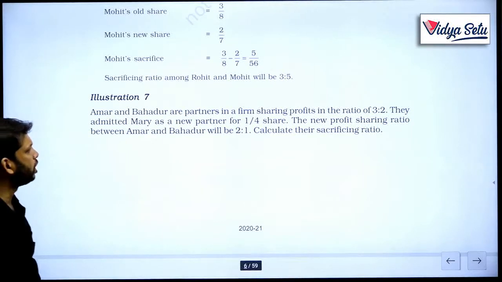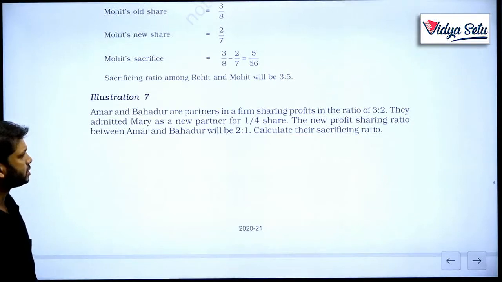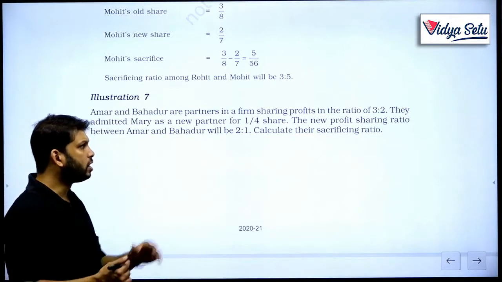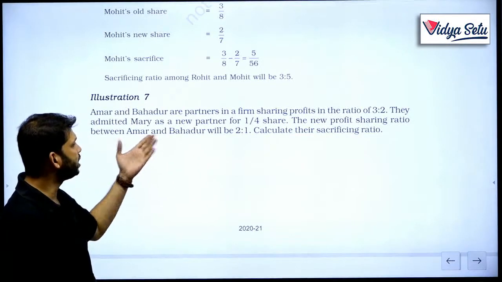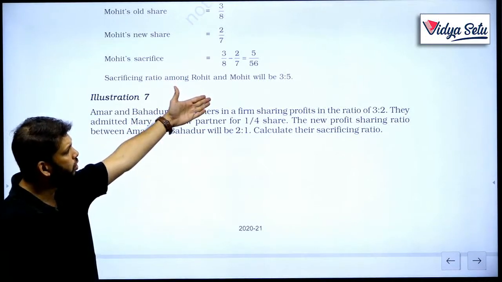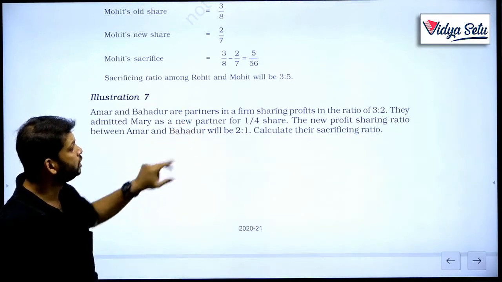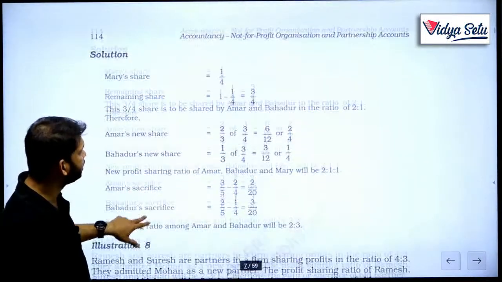Amar and Bahadur are partners in a firm sharing profits in the ratio 3:2. They admitted Mary as a new partner for 1/4 share. The new profit sharing ratio between Amar and Bahadur will be 2:1. Again, we know the old ratio and we know the new ratio amongst only these two. So let's find out the sacrificing ratio.